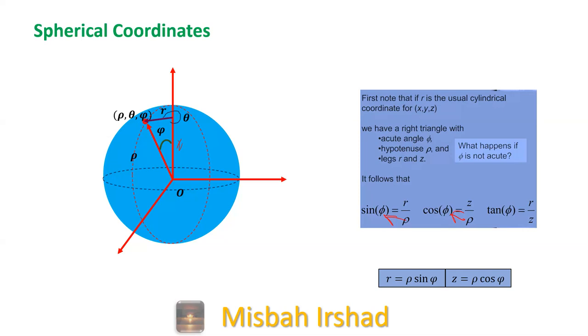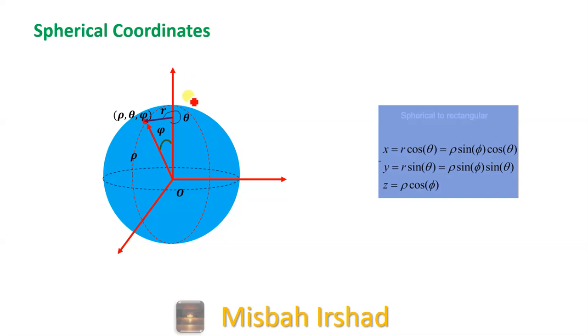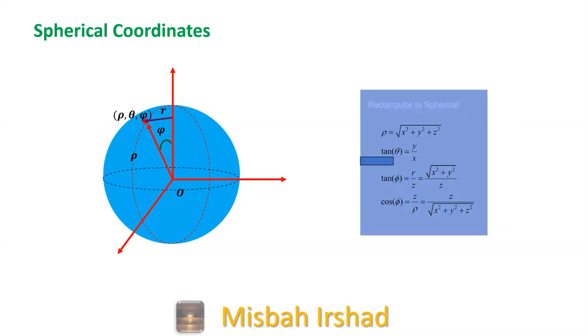Now let's write x, y, z in terms of r, theta, phi. So we have x is equal to r cosine theta, y is equal to r sine theta, where r is rho sine phi. So x is equal to rho sine phi cos theta, y is equal to rho sine phi sine theta, and z is equal to rho cos phi. And this is the transformation from spherical to rectangular. Similarly, we can transform from rectangular to spherical by using these results.